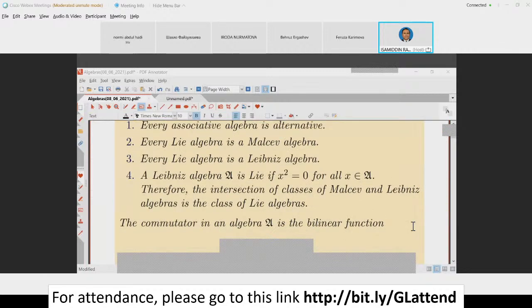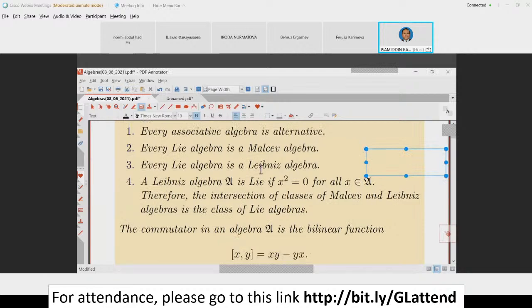So let us now go through the things which we discussed last time. We discussed algebras and some classes of algebras. The first is associative algebra. We have seen any associative algebra is an alternative algebra. Any Lie algebra is a multiple algebra, and the Lie algebra is a Leibniz algebra.